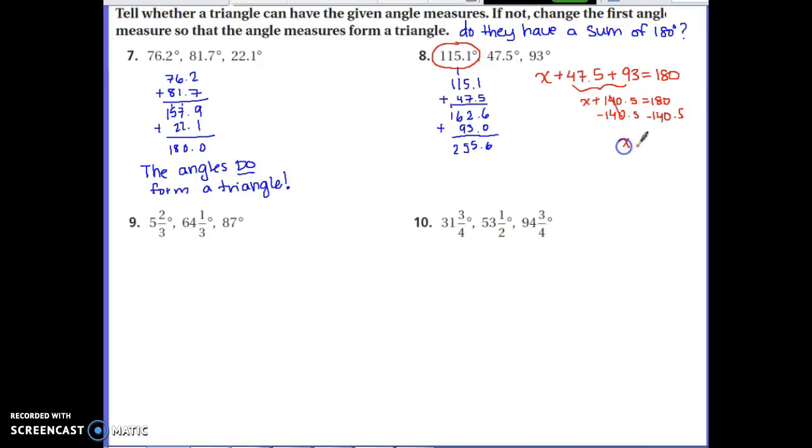And x is going to be equal to 39.5. So in order for these three angles to make a triangle, I need to change this first angle to 39.5 degrees. I'd like for you to go ahead and pause the video and try the next two on your own.